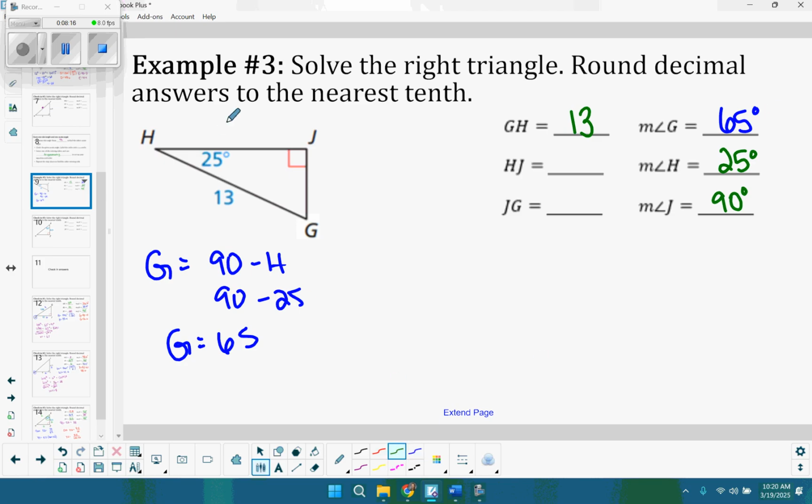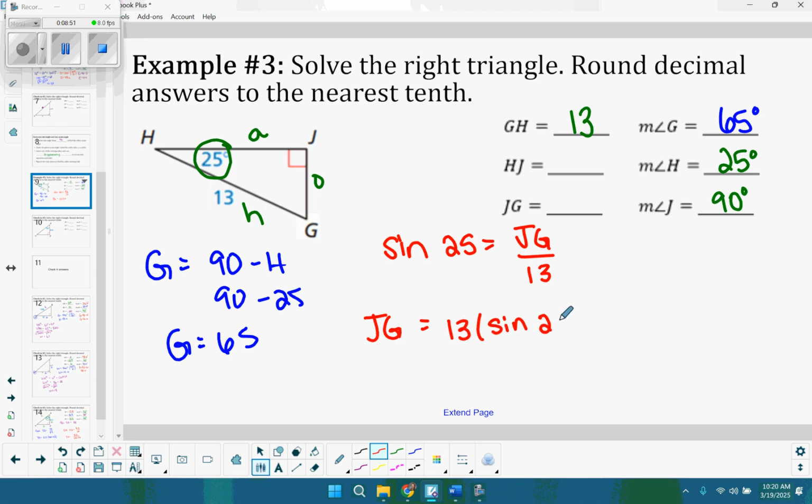We were given the 25 though. So that's the one I'm going to use to label H, O, and A. When I want to find the O side, we could pretend the A side is gone. So O and H is sine. So we can set up sine 25 equals O over H, which is JG over 13. The number's on the bottom, so this is going to be a multiplication problem. JG can equal 13 times the sine of 25. So we get 5.5 for JG.